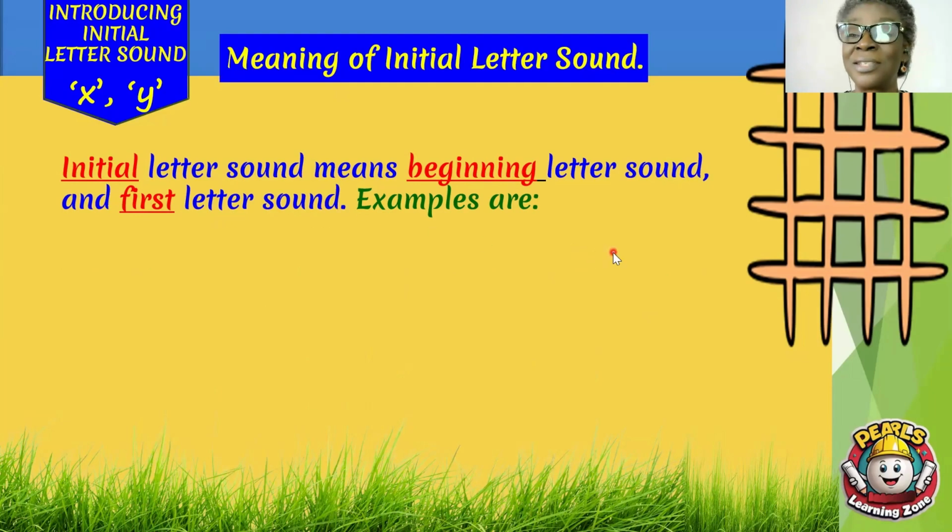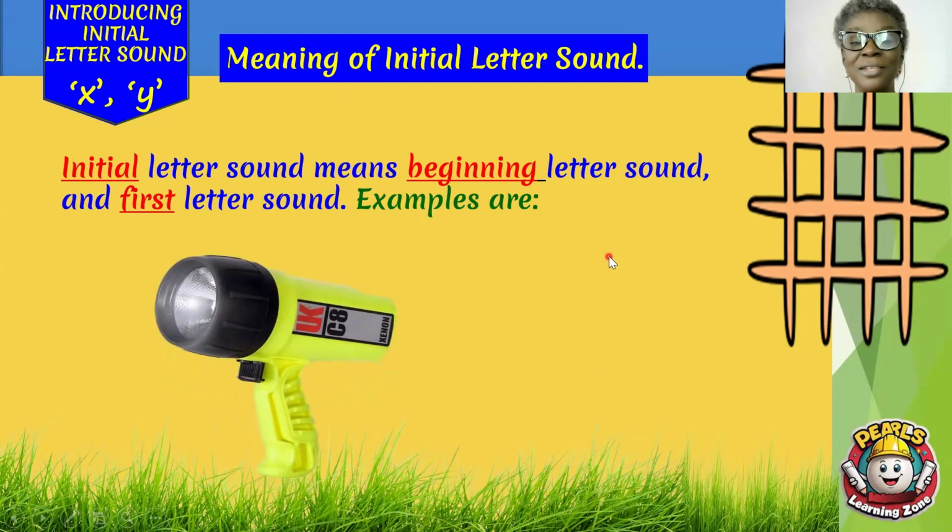Now let's get some examples and see how it goes. Okay, so what is this? Yeah, I can hear someone say torchlight. You're not far from it, okay? But it looks bigger, isn't it? Good. So it's a type of light, a flashlight, that one uses.